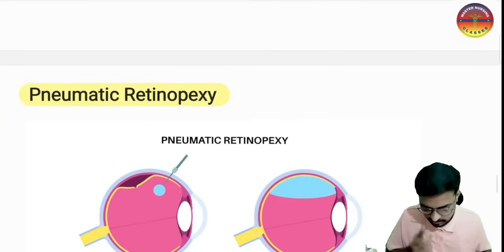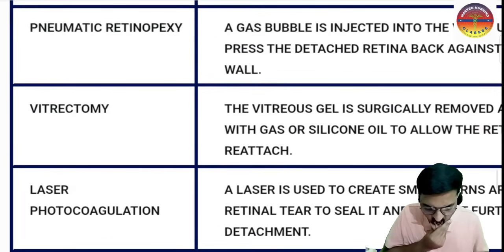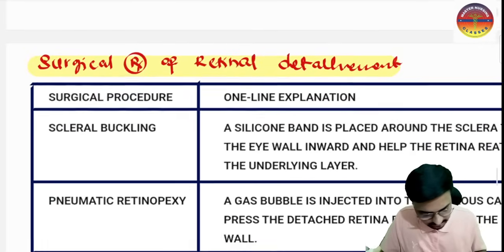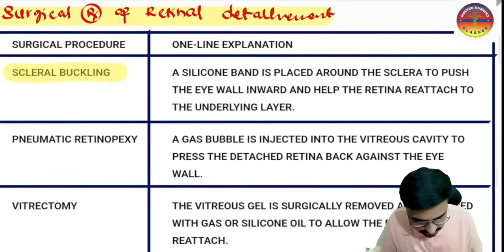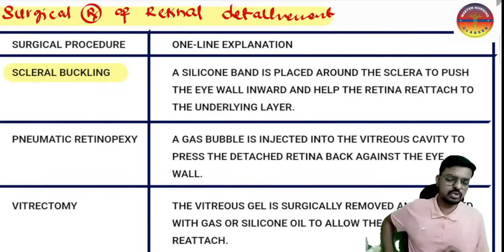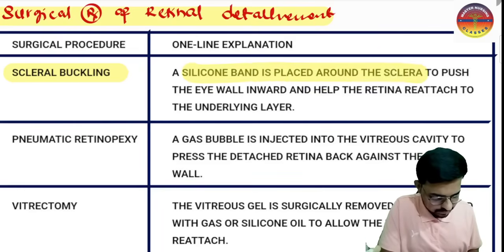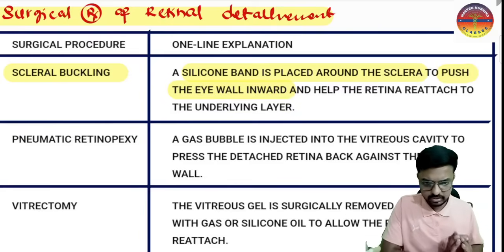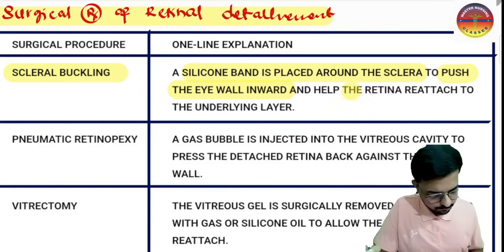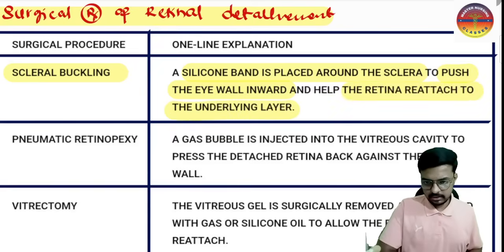Along with this we have other options also, you can see here. That is scleral buckling. I told you about scleral buckling: it is a silicon band we are applying. The silicon band is placed around the sclera. This is helpful for pushing the eye wall inward, as shown in the image, and that will help the retina reattach to its underlying layer. Okay, that's very important.